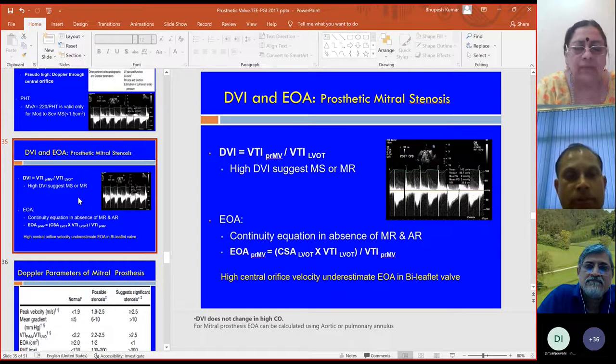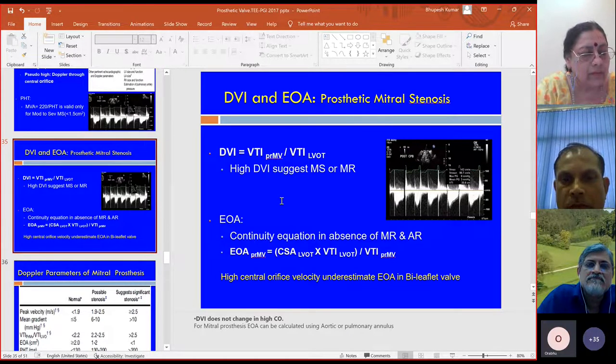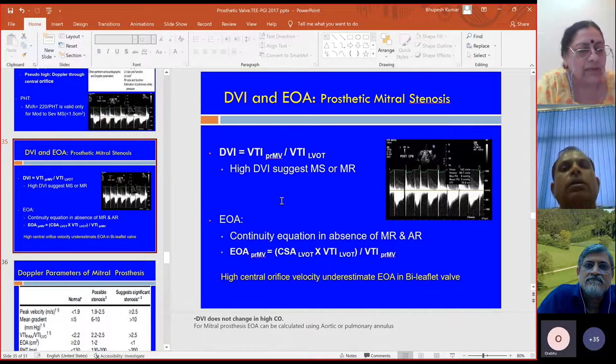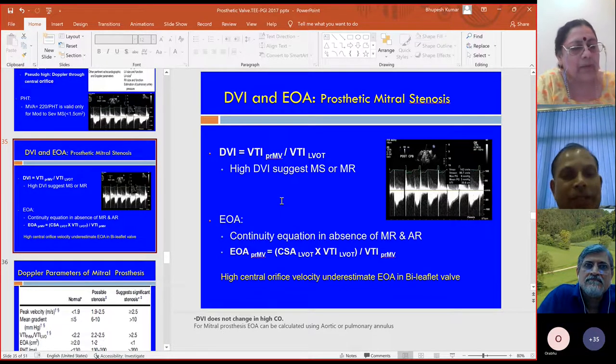Or anything you can think of, madam. Anything less than 0.25, there is PPM. Normally it is 1 for DVI. No, madam, it is different for mitral valve prosthesis and aortic valve prosthesis.